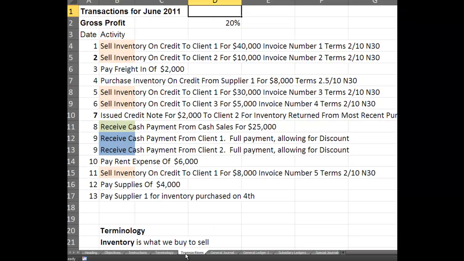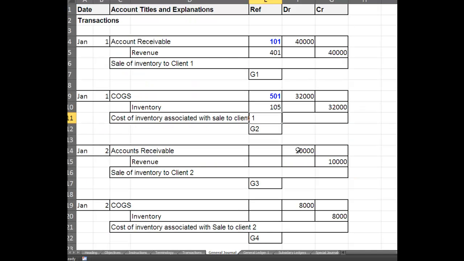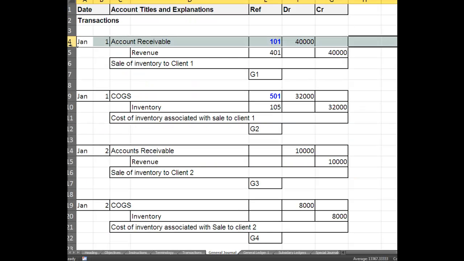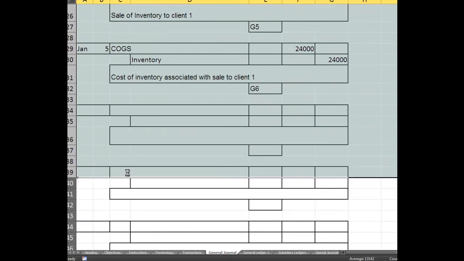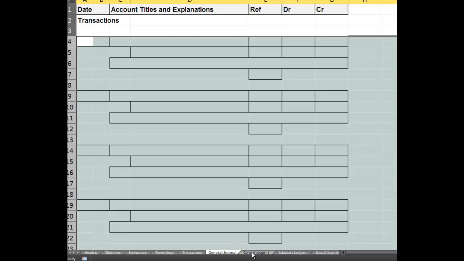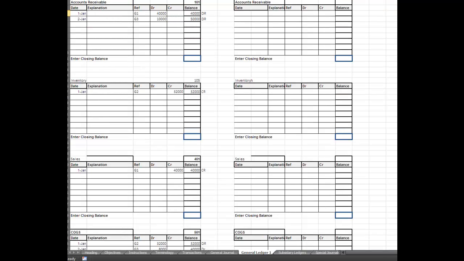There's your transactions, and let's go now and post those transactions. So we go to the general journal. Actually, I've put them in here. Let me take them out. If I don't feel like taking them out, I might have to put them in again. Maybe I could have just shown you where they were.